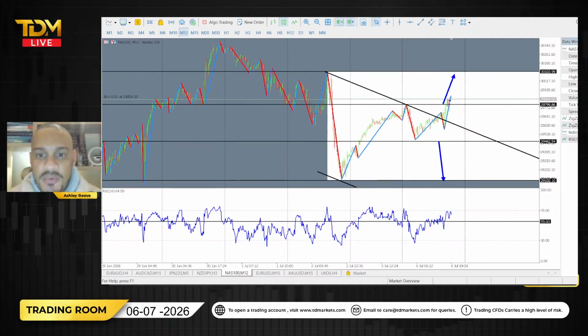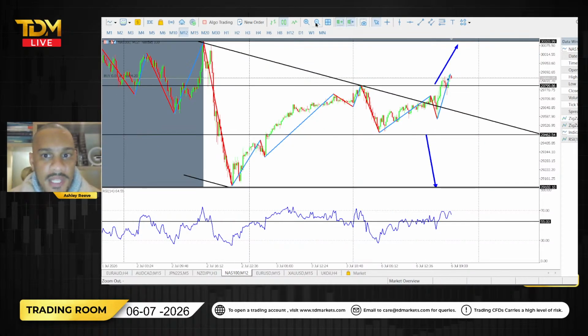All right, so guys, we've been tracking from this morning. We've been tracking the NAS, the Euro USD, the gold price, and some of the oil, and we've been waiting for some movement there. So let's start off with the NAS 100.